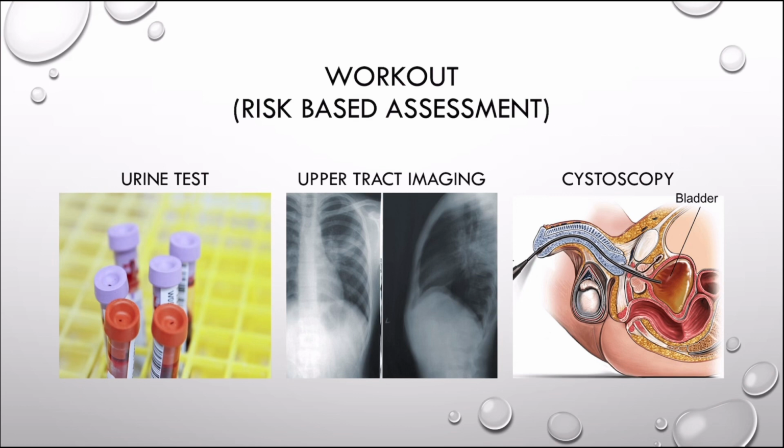This would usually be followed up by upper tract imaging, either in the form of a CT scan or an X-ray and an ultrasound, depending on your risk profile. Sometimes we might also add in some contrast into the CT scan to help us look at the upper tract better, but that would depend on the need for it as well. The last part of the workup consists usually of a cystoscopy.